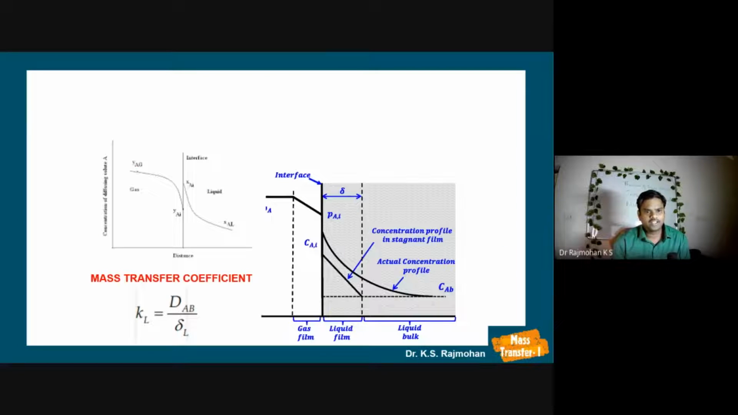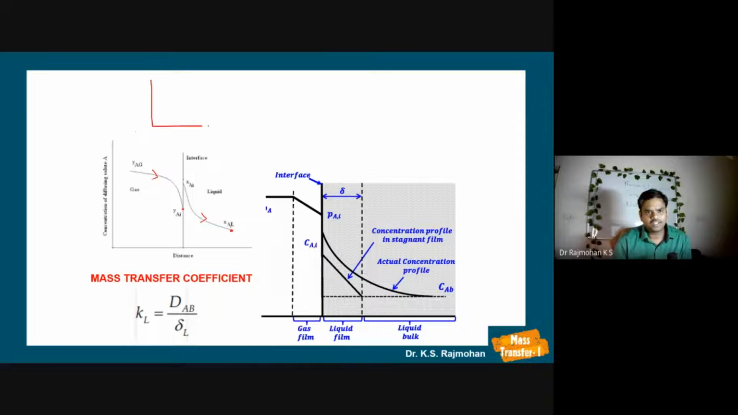So this is again the diagram. Looking at the diagram, tell me what is the direction of mass transfer. At the interface it is lower and in the bulk of the gas it is higher. That means the mass transfer direction is this.